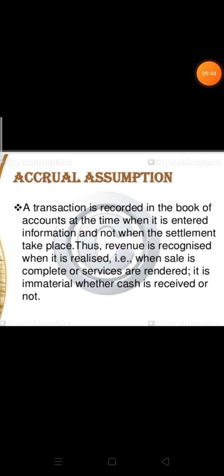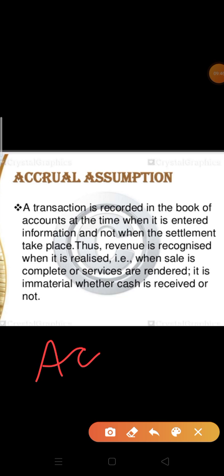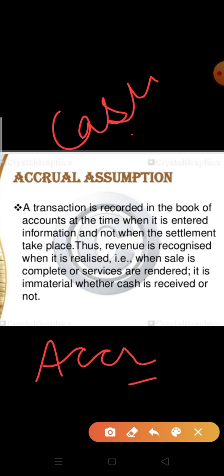In accounting, the accrual basis is used for recording of transactions. It provides more appropriate information about the performance of a business enterprise as compared to the cash basis. It applies equally to revenue and expenses. In the accrual concept, revenue is recorded when sales are made or services are rendered, and it is immaterial whether cash is received or not.